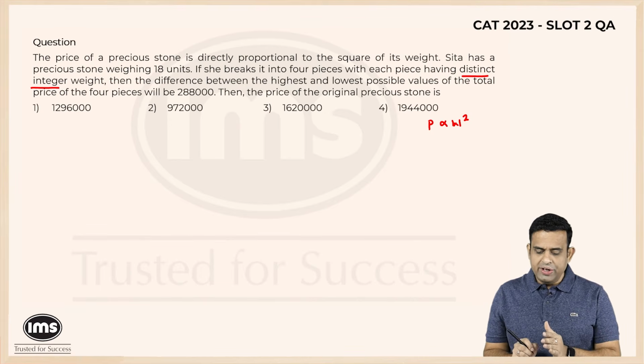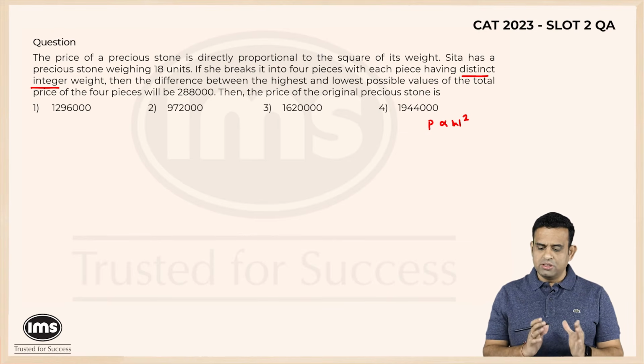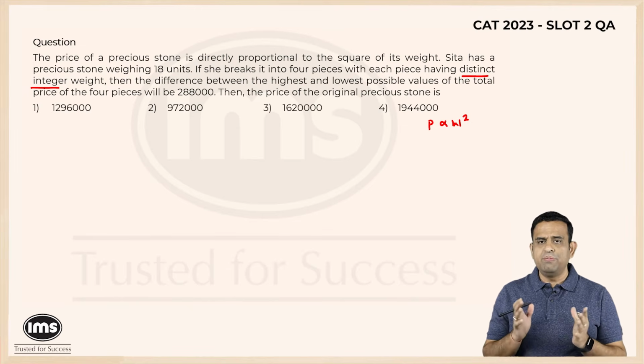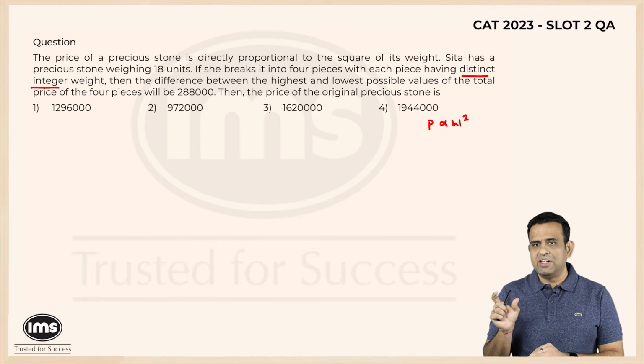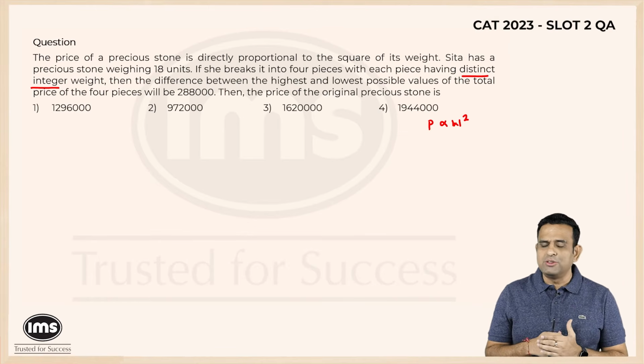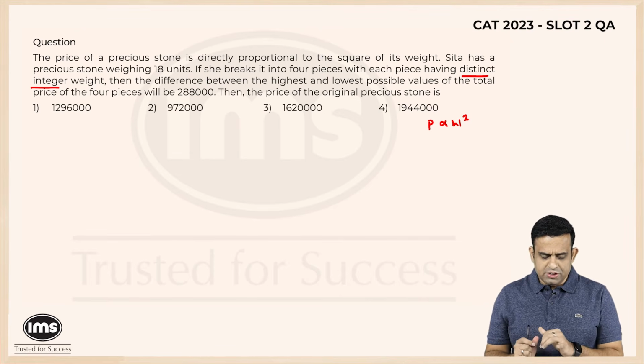Then the difference between the highest and the lowest possible value of the total prices of the 4 pieces will be nothing but, one can say, 2,88,000. And the price of the original precious stone is how much? So first of all, you need to understand when the price is going to be the highest. In that particular case, you need to have one piece having the largest possible weight, and that can only happen if I take the other 3 to be as low as possible. When will I get the lowest possible value of the precious stone?